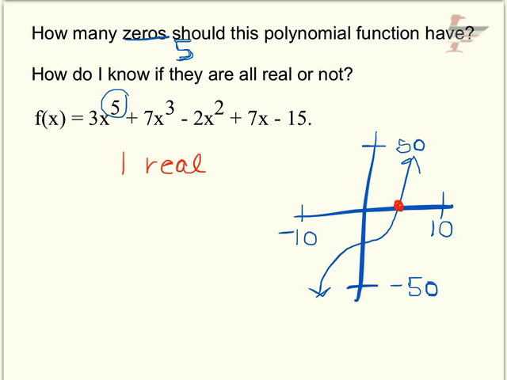What do I know about the other 4 solutions? Well, they have to be imaginary because they're not crossing the axis anywhere else. So on this problem, how in the world am I going to find those 4 imaginary solutions? Well, I take my 1 real solution and do synthetic division to go from a 5th degree to a 4th degree, and then I cross my fingers that that 4th degree function is possibly factorable and that those factors might give me all 4 imaginary solutions.